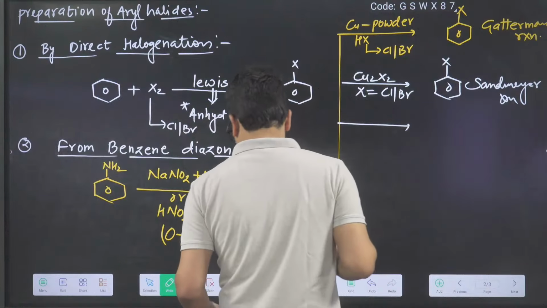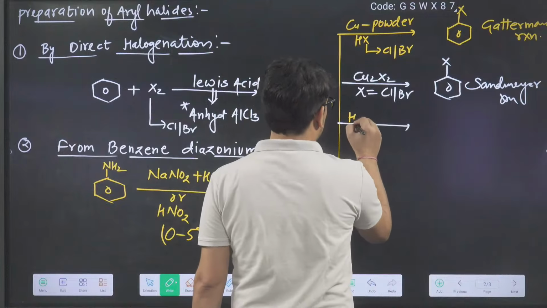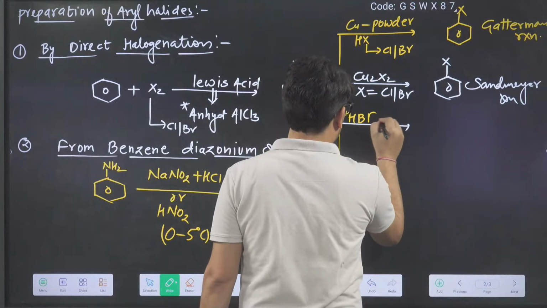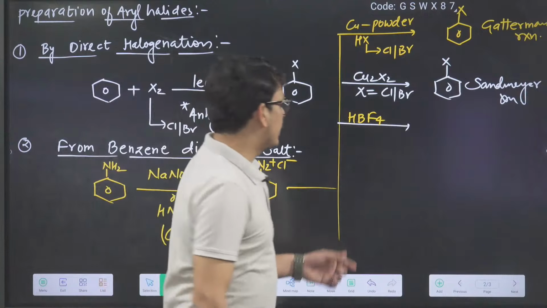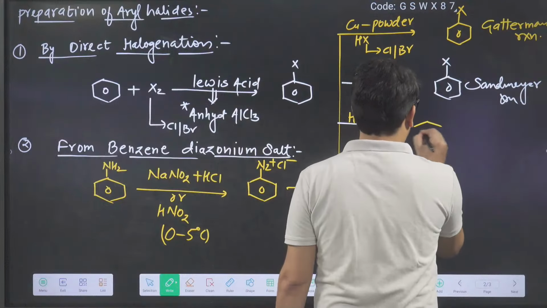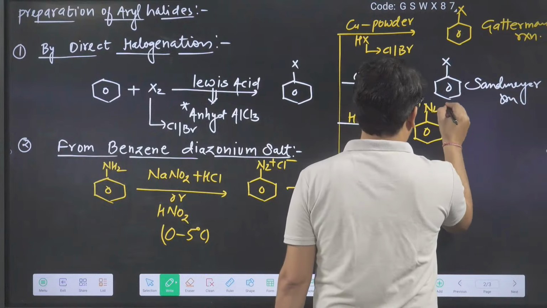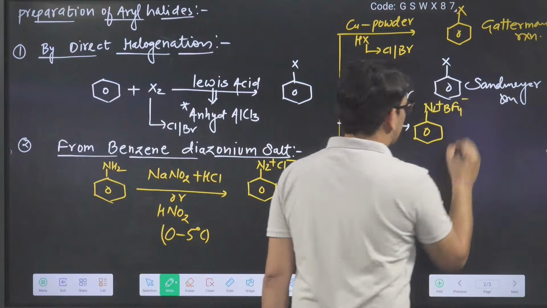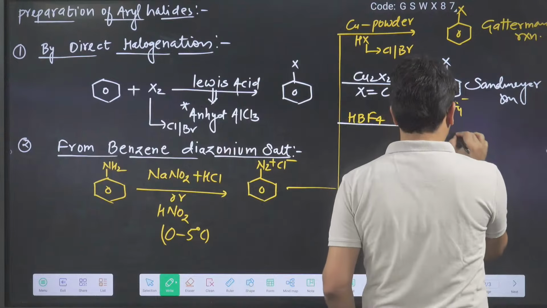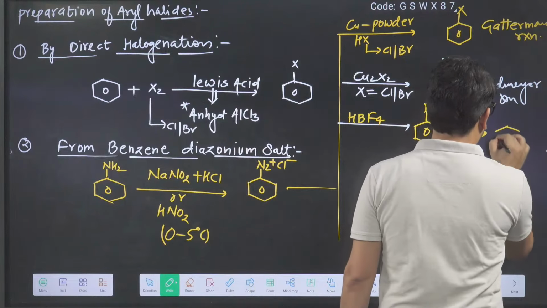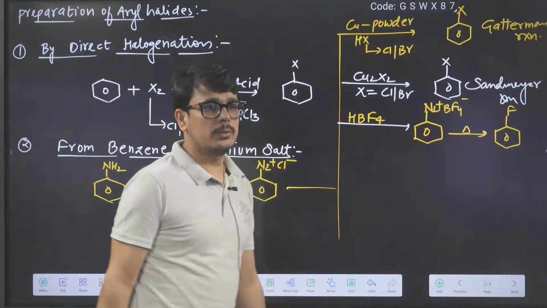Next, I am using first HBF4, fluoroboric acid. Now this is first converted to N2+ BF4-. When this gets heated, then this will directly convert to fluorobenzene. Remember this thing or not?